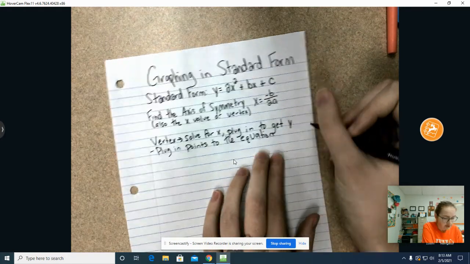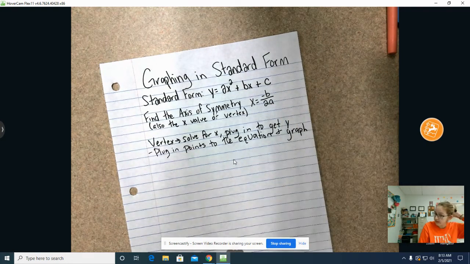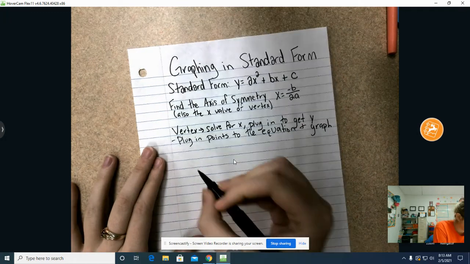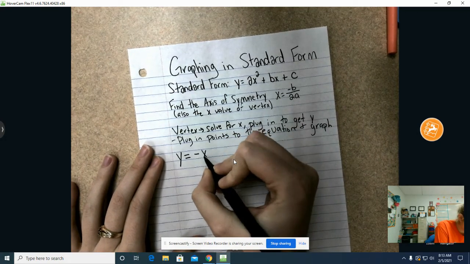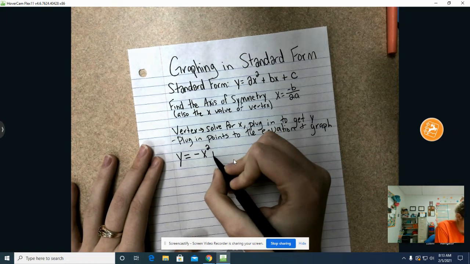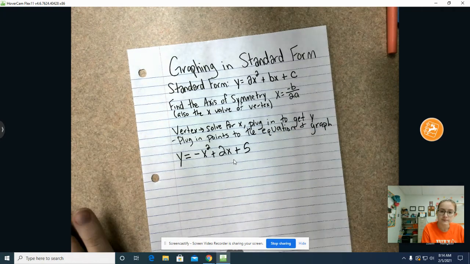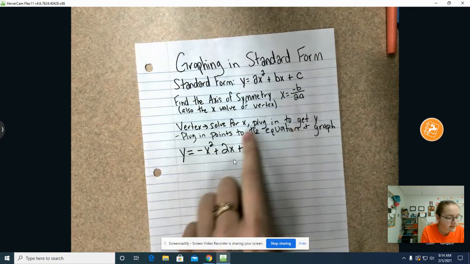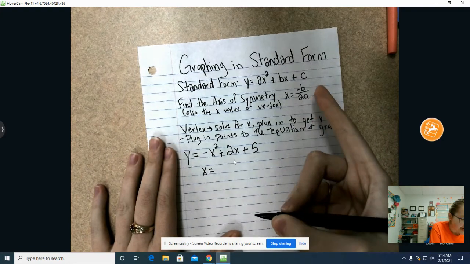Plug points into the equation, and then we're going to graph. So it's pretty similar to the stuff we did when we did vertex form graphing, just a little bit different. So for example, if we are given y equals negative x squared plus 2x plus 5, we first have to find our axis of symmetry. So it's going to be x equals negative b.